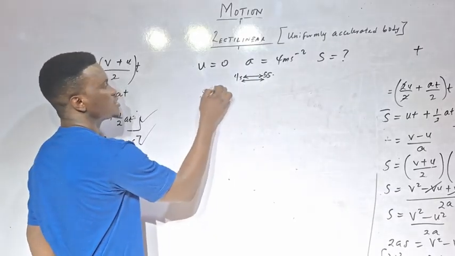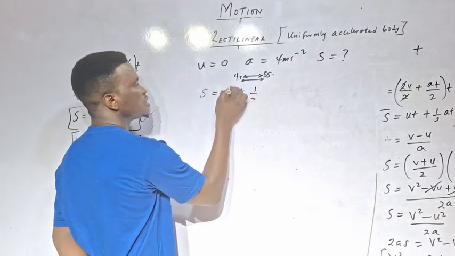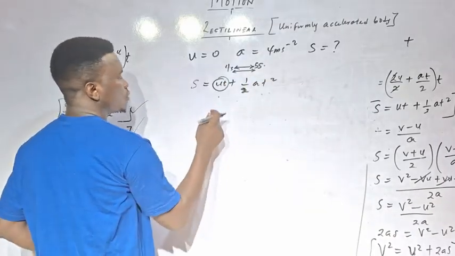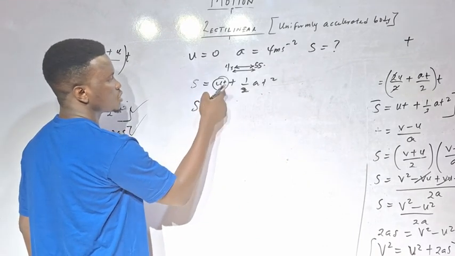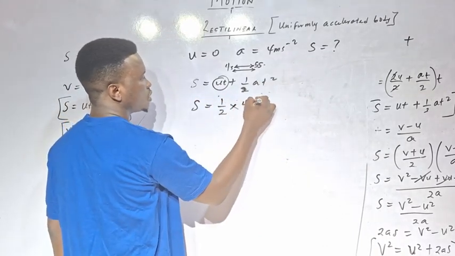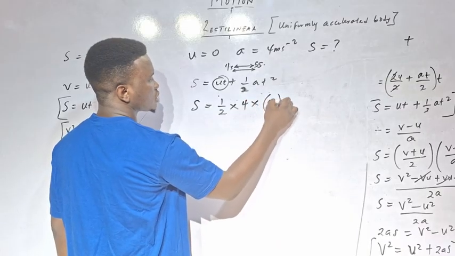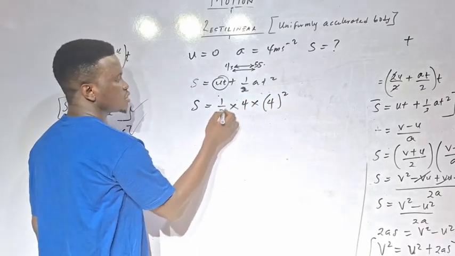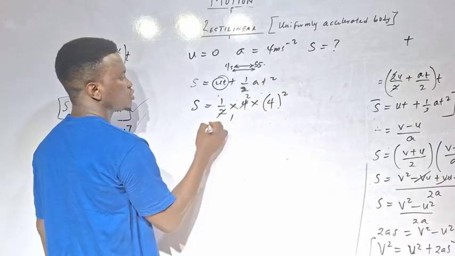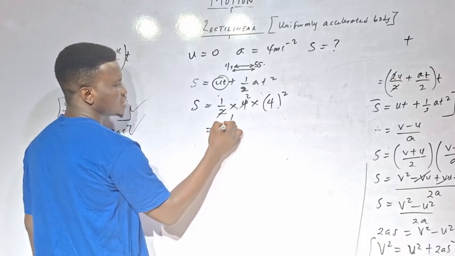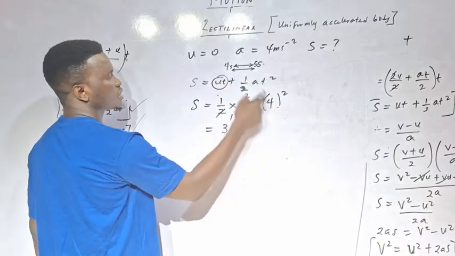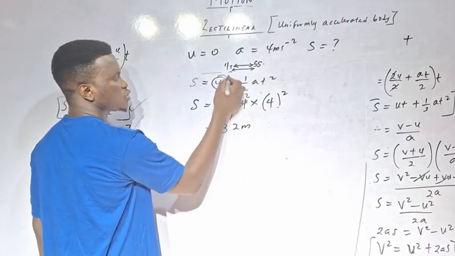So we can say s is equal to ut plus half at squared. So now s is equal to, u is 0, so 1 over 2 times a, or a is 4, times 4 squared. So now that's going to be 2 here 1, 2 here 2. 4 squared is 16, 16 times 2, that's going to be 32 meters. So when the time was 4 seconds, it has covered 32 meters.